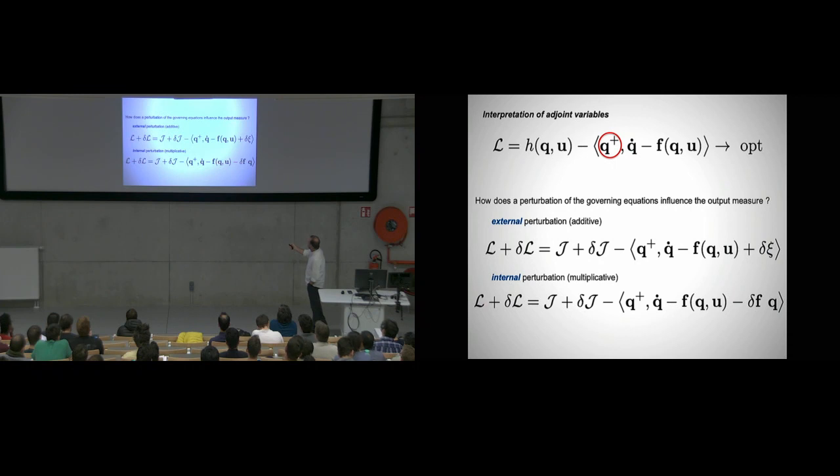Somewhere in here, I make a small change, and that could be I change the Reynolds number up by 1%. Okay? Or I change the mean flow a little bit. Or I change the Mach number. I change the geometry. I'm going to show you some examples later on. Okay? So this is an internal where I mess with the equations. This is an external where I leave the equations and add something to it. Multiplicative, additive. It doesn't matter.